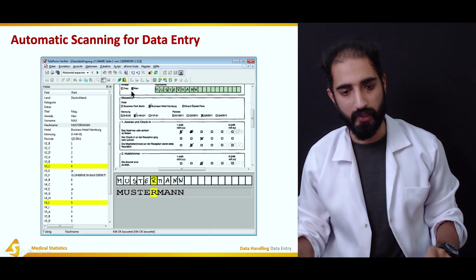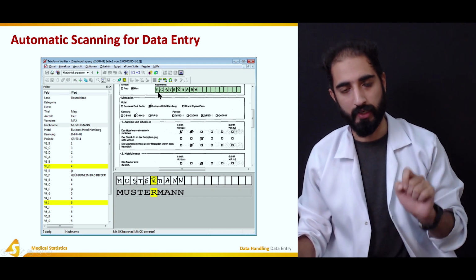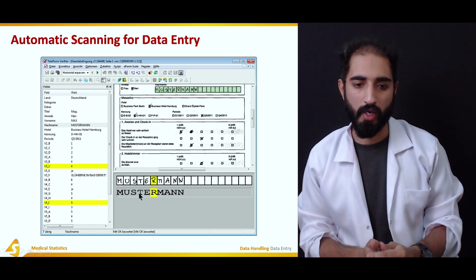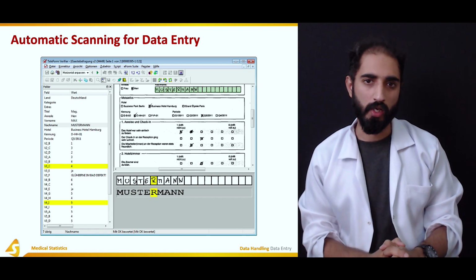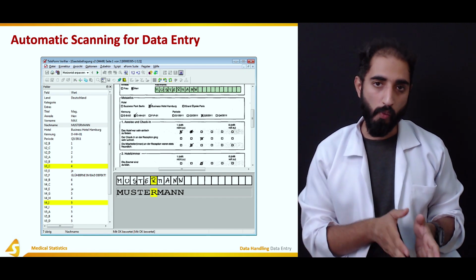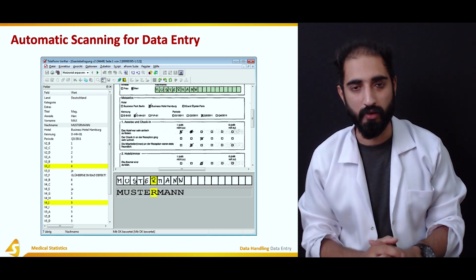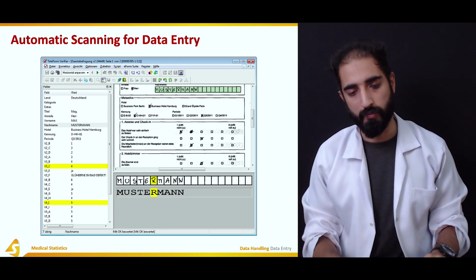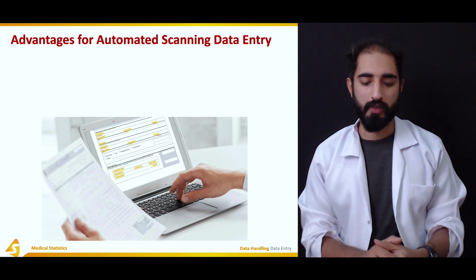So you have boxes here, and when you write any word or any letter here, it is actually transformed into a computer program. But sometimes it can be confusing for the computer as well. For example, 1 and 7, if not written correctly, can be misinterpreted by the computer software program, and it should be checked manually. So what are the advantages of automated scanning data entry?